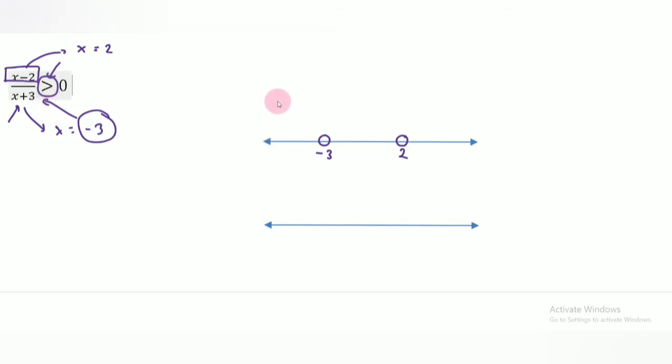So now let's test the areas. When I test the areas, I will show you a representative of each area. This one is 0. This one is maybe 3. This one is like negative 100, for example.